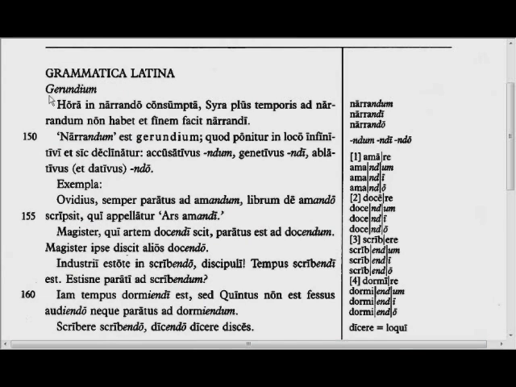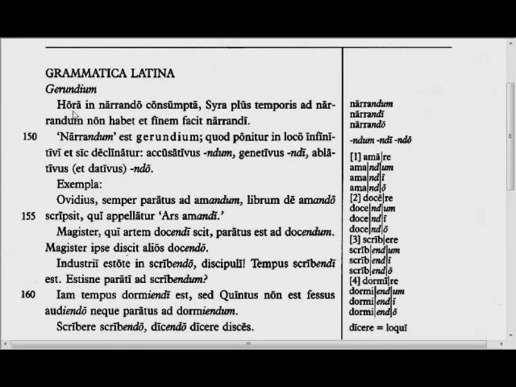Grammatica Latina, the gerund. The gerund we're going to learn is a verbal noun. It's translated in English with an -ing ending, and it is neuter and has only three forms, three endings: the accusative, the genitive, and the ablative. As we see here, it's not going to modify a noun like the gerundive, which we'll learn later, but it stands all by itself as a noun in the sentence.